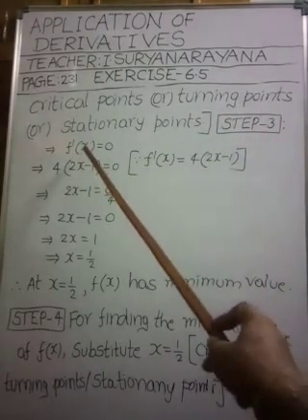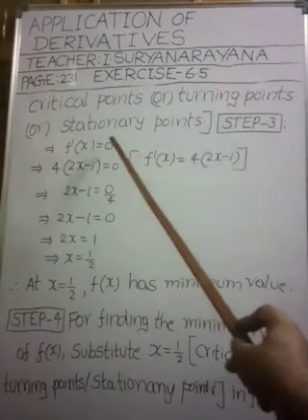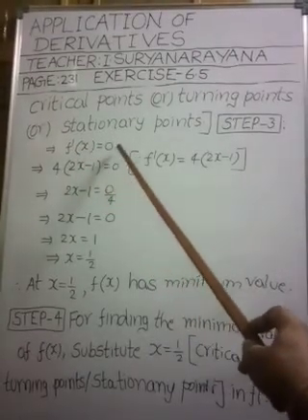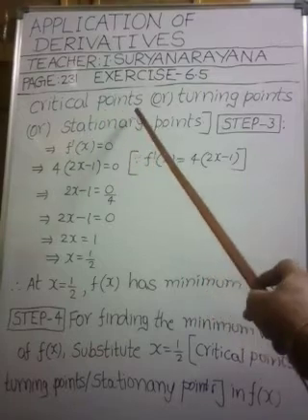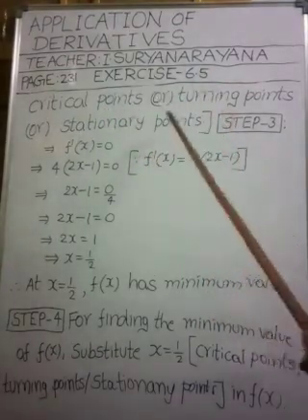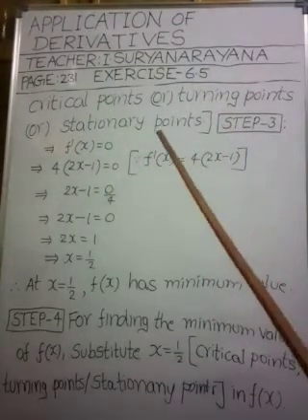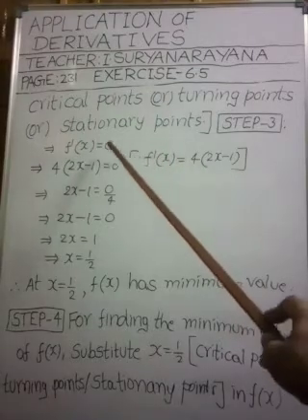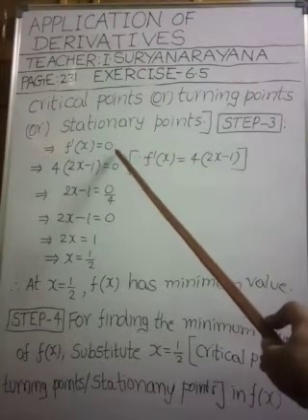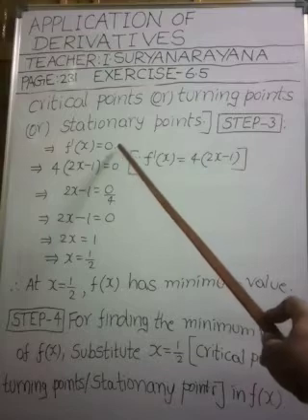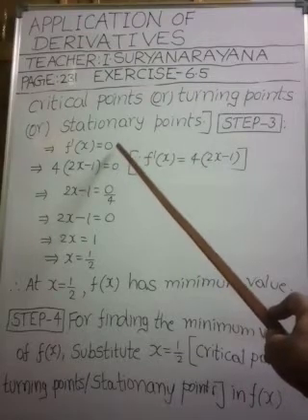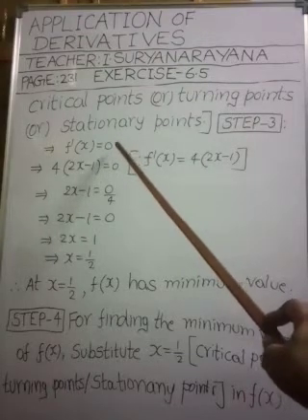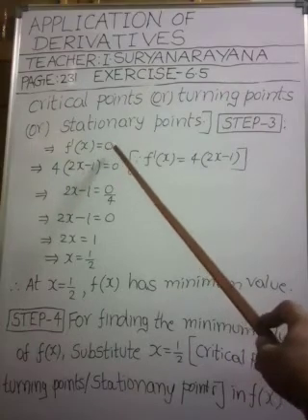So this implies we have to solve f dash of x is equal to 0. We have to solve this equation to find critical points or turning points or stationary points. Okay, my children, you know this point also. We have already discussed it in the case of increasing and decreasing functions. We have solved f dash of x is equal to 0.